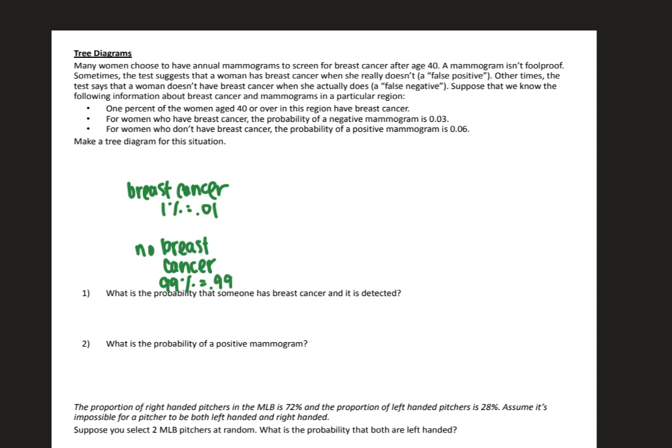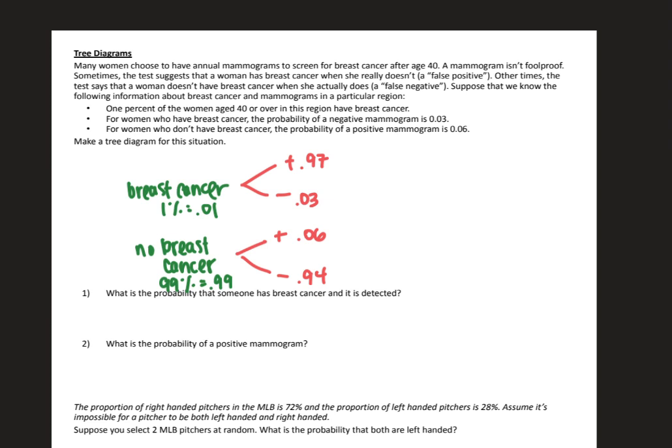Then from here, a woman takes a mammogram. They either get a positive mammogram or a negative mammogram. And it says for women who have breast cancer, the probability of a positive mammogram is 0.06. Or sorry, women who have breast cancer, the probability of a negative mammogram is 0.03. So this probability right here is going to be 0.03. Which means the probability of having a positive mammogram would be 0.97, since those should add up to 100%. Then it also gives us that for women who don't have breast cancer, the probability of a positive mammogram is 0.06. So that's a false positive. Which means the probability of a negative mammogram in someone who doesn't have breast cancer is going to be 0.94.